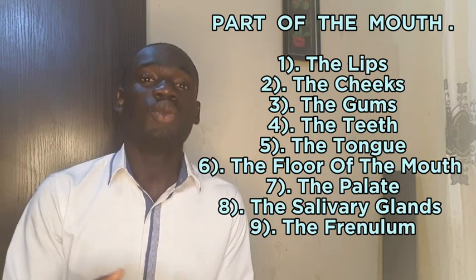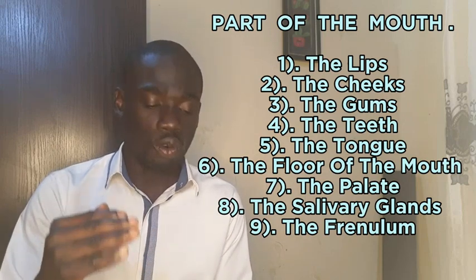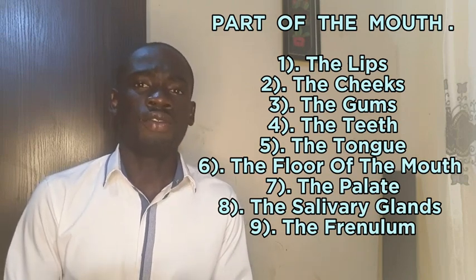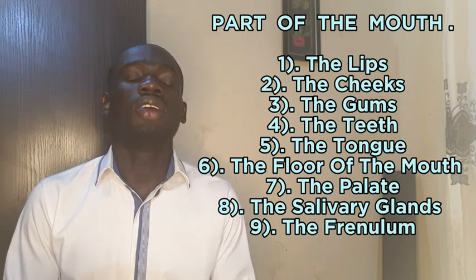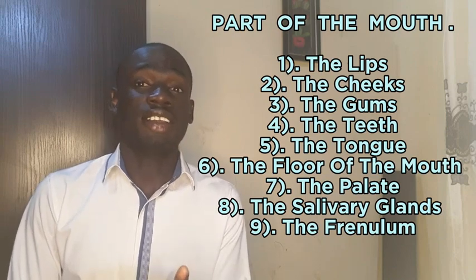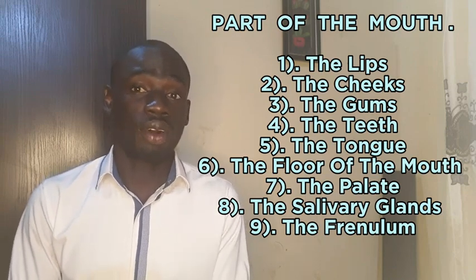We have the palate, which is also called the roof of the mouth. And then we have the salivary gland. Okay, we also have the frenal. I also remember talking about the frenal attachment, or the frenum. Good. So I think that is all for today's video.